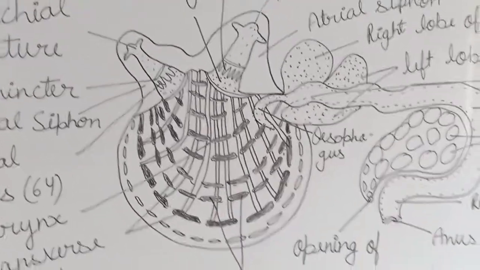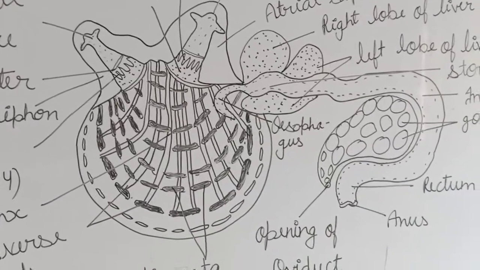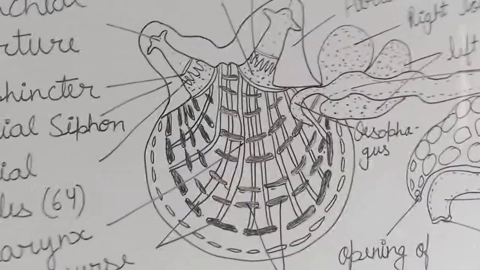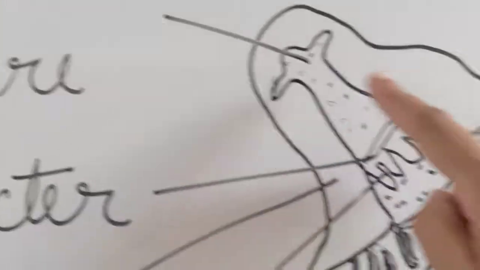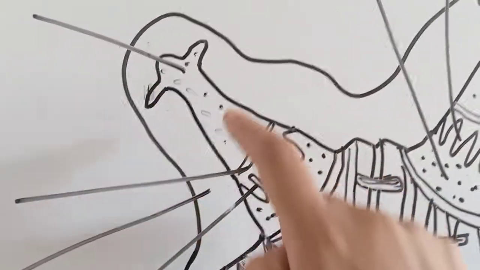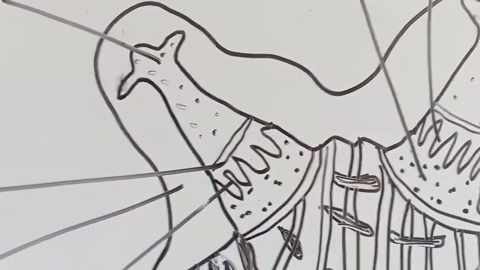You can see this is the digestive system of the Herdmania. Herdmania has a branchial and an atrial siphon. Now you can see here, this is the atrial siphon, and this is the branchial siphon. Inside it, the mouth or branchial aperture is present.